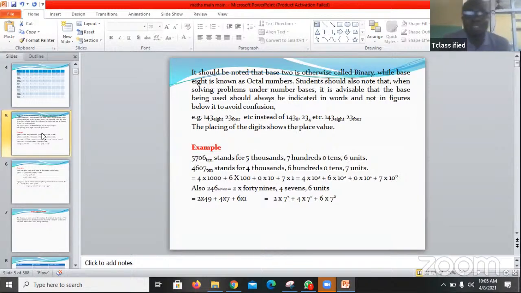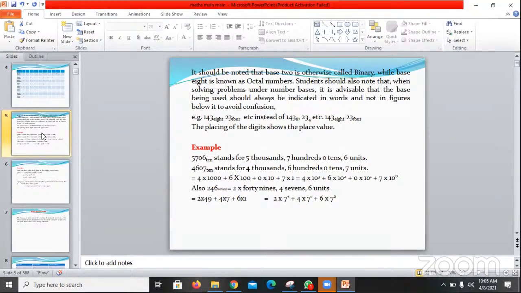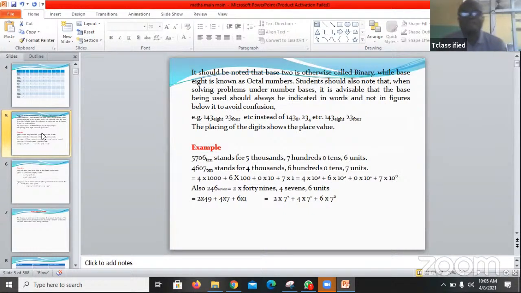It should be noted that base 2 is otherwise called binary. So when somebody says binary number, just know that he's talking about base 2. When somebody says denary, he's talking about base 10. So you can use any of these words for base 2, while base 8 is also called octal numbers, octal. So when you hear the word octal, you know that they are talking about base 8.